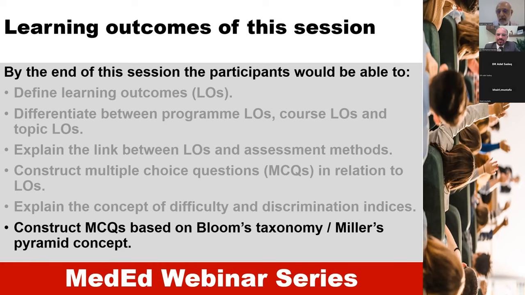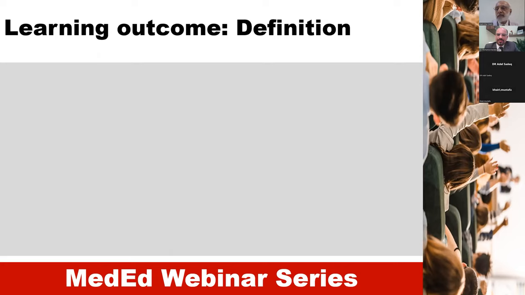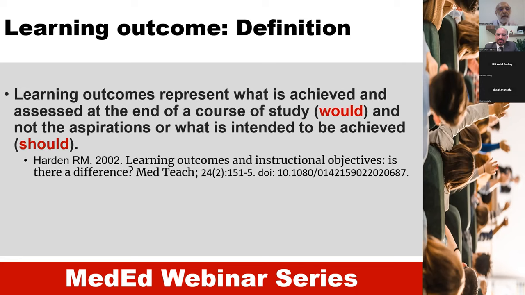In the next 10 slides, I'm going to talk about learning outcomes and their relation with the content of the curriculum, the teaching learning strategies, and assessment methods. Learning outcomes represent what is achieved and assessed at the end of a course of study, and not the aspirations or what is intended to be achieved.